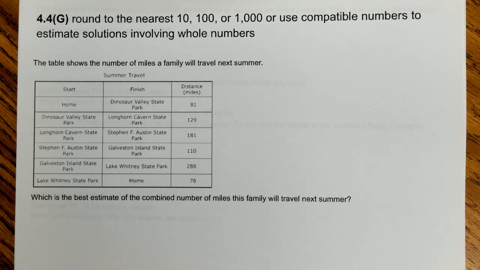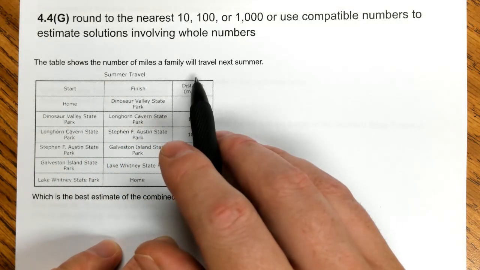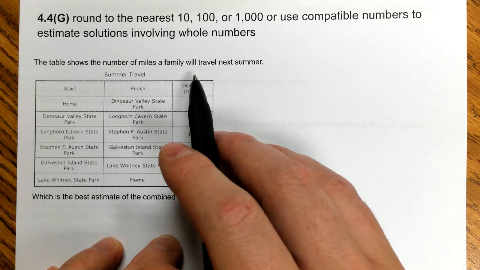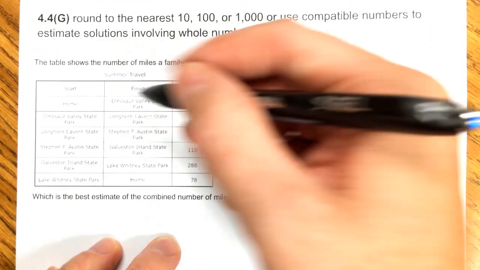For this unit, we are going to try to round to the nearest 10, hundreds, thousands, using estimations involving whole numbers. Let's take this problem for example. The table shows the number of miles that a family will travel next summer. And here are their lists.